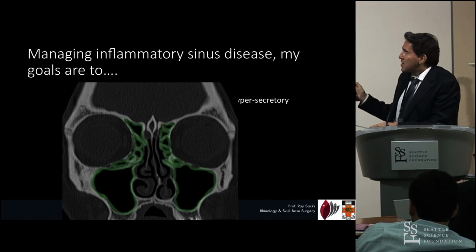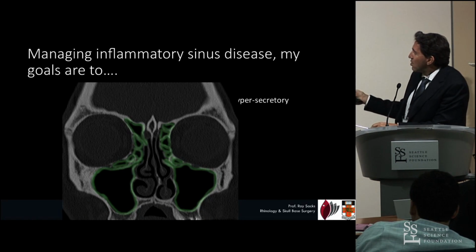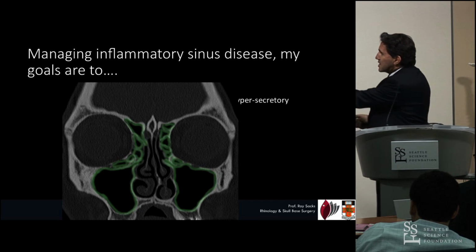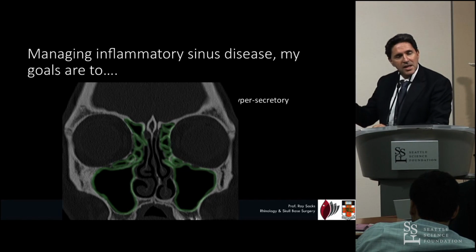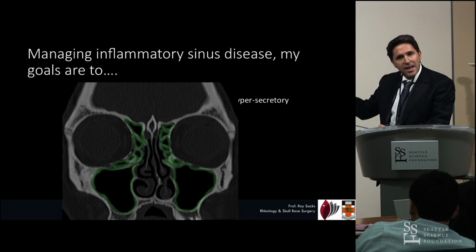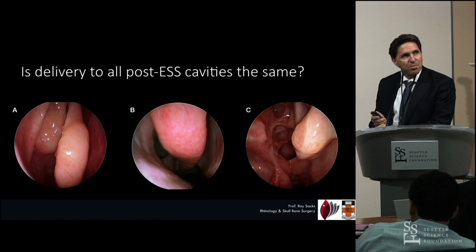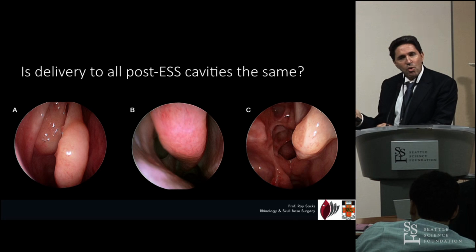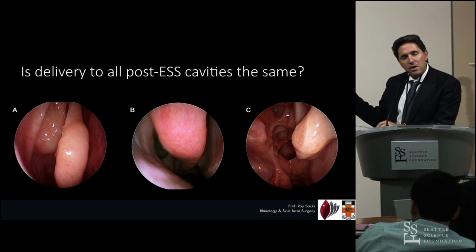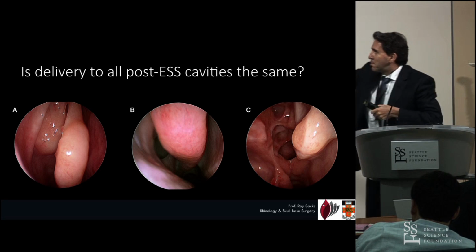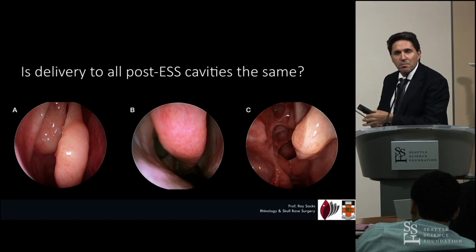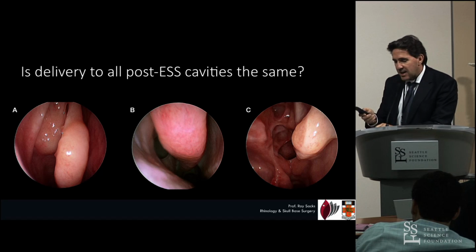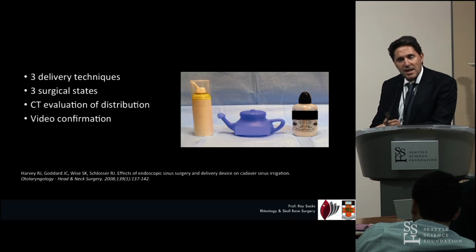So when I manage inflammatory sinus disease, my goals are to try and treat this area here. That's where we want. It's sinus disease. It's got nothing to do with what's going on inside the nose. It's a sinus problem. Now, is delivery to all FESS cases the same? Well, here we've got a balloon case, we've got a mini FESS, and a complete FESS. Now, I don't think it takes a lot to work out which cavity is going to get better topicalization.